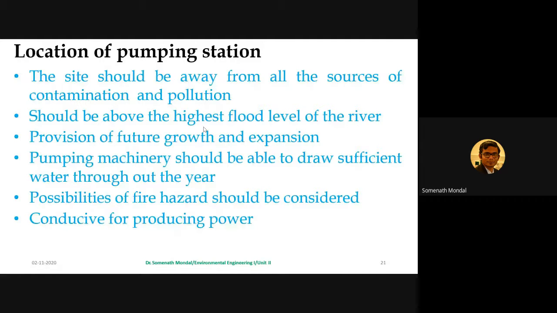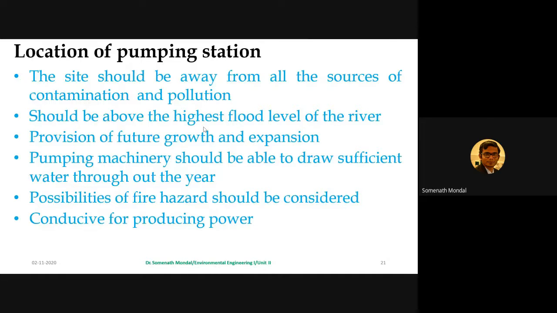Next one is that possibilities of fire hazard should also be considered while selecting a site for pumping stations. Again, we will be dealing with fuel, maybe electrical conduits, and at the same time we'll have that expensive pump motor. So we need to minimize the possibility of damage from a fire hazard or fire accident. So that is also a very important part to consider while selecting a particular location for constructing the pumping station.